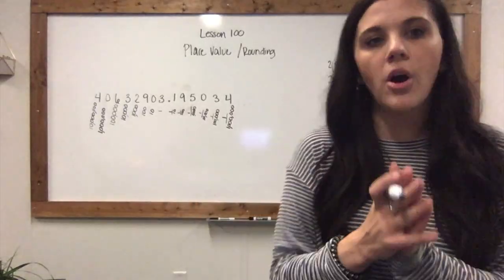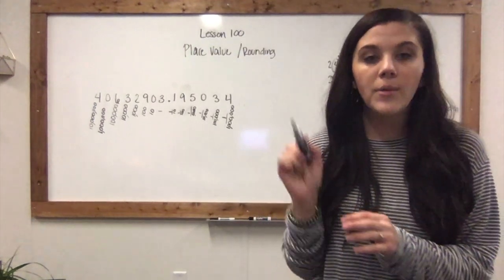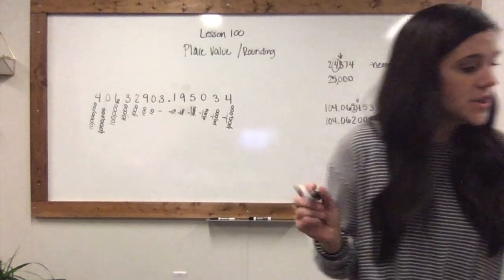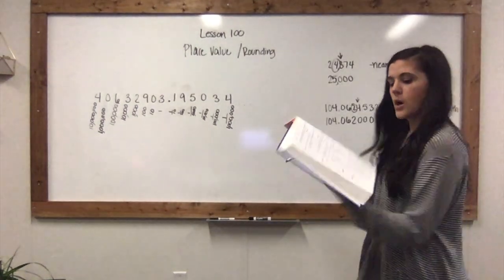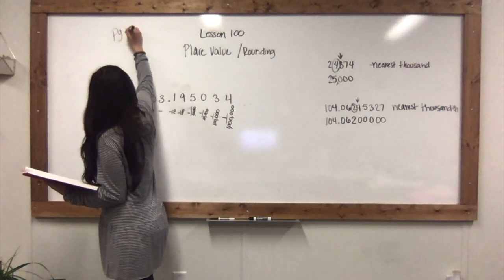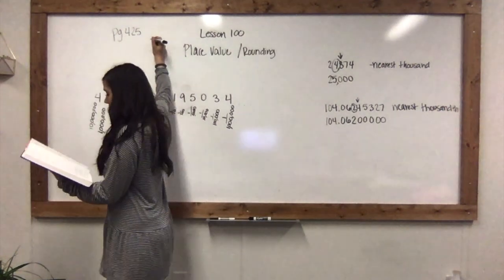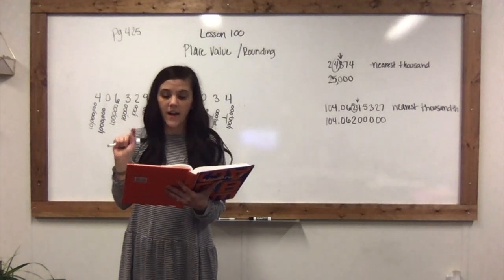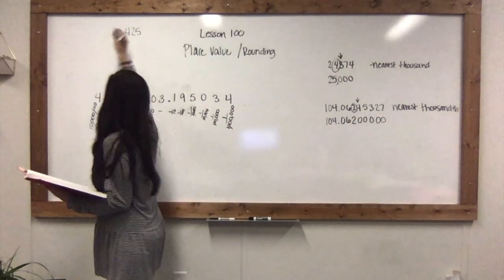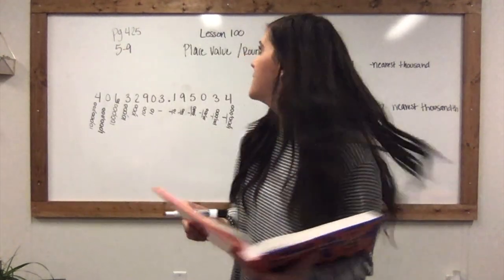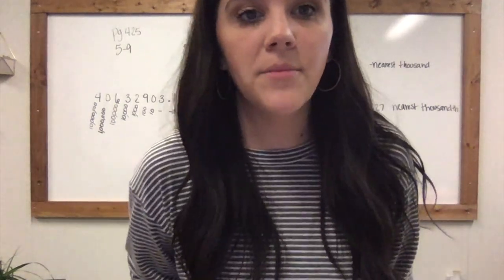Okay, this should all be coming back to us. I would like for you to do in your textbook, on page 425, numbers 5 through 9. Page 425, 5 through 9. Some of those have an A and a B, so make sure that you do all of that.